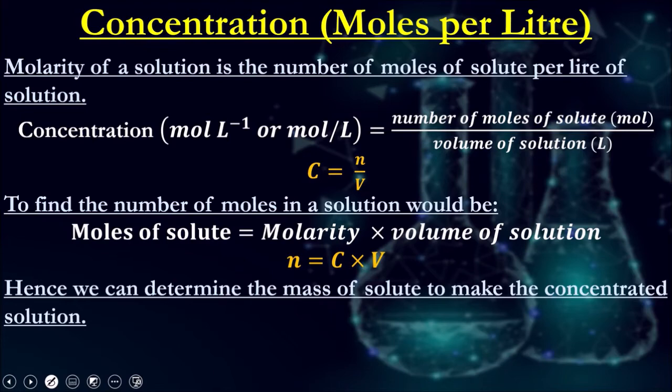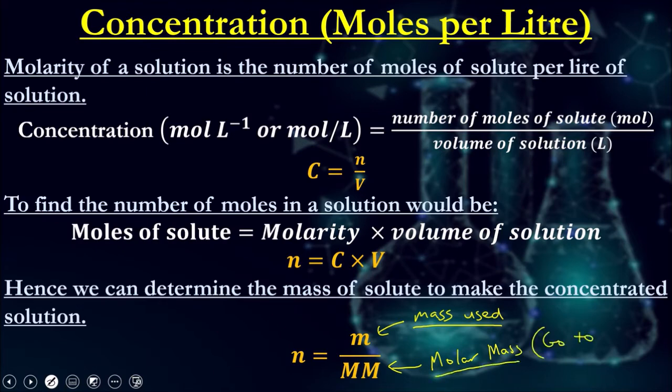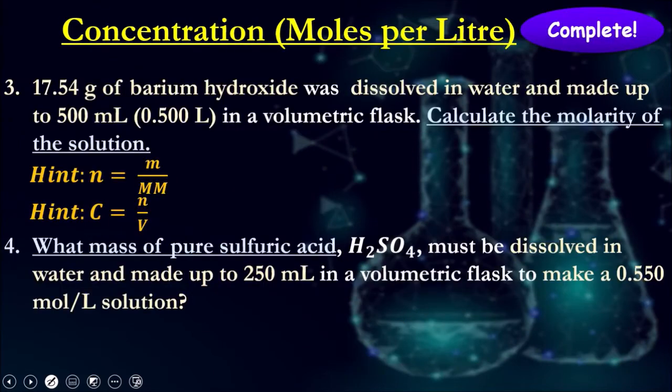If I then want to work out what the mass of my solute is, then you'd have to go back to an equation we did earlier in the term. n equals m over MM. Remember, little m is the mass used up in the experiment, and MM is the molar mass. If you want to work out the molar mass of any compound or element, go to the periodic table.